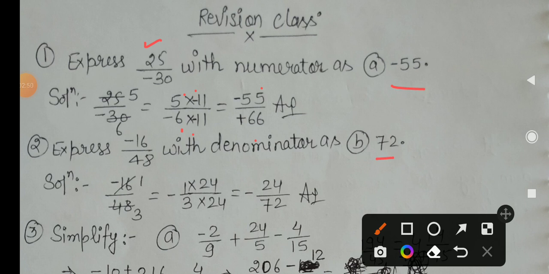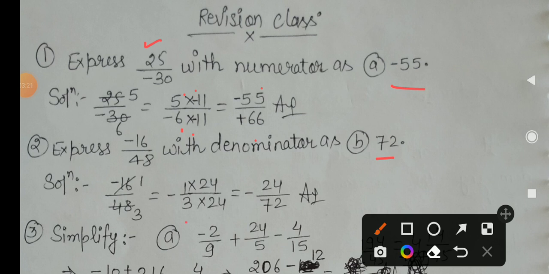Now the next question: express minus 16 upon 48 with denominator as 72. So here you have a fraction, and this fraction is in improper form. So you have to convert this fraction into the simplest form and check in which table 16 and 48 come. So 16 and 48 come in the table of 16. So we have to cut 16 and 48 with the help of 16. 16 ones are 16, 16 threes are 48, so that value is converted to minus 1 upon 3.